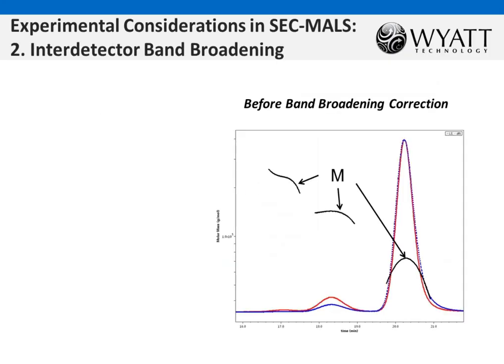A second effect of detectors plumbed in series is band broadening, that is, the additional peak dilution as a sample flows through more than one detector. Shown to the right are the traces for the light scattering detector in red and the DRI detector shown in blue. One can clearly see the effect of sample dilution at the tail end of the peak where the RI trace is much broader. This results in a curved molar mass trace as shown in black, even if the peaks in the chromatogram are in fact monodisperse.